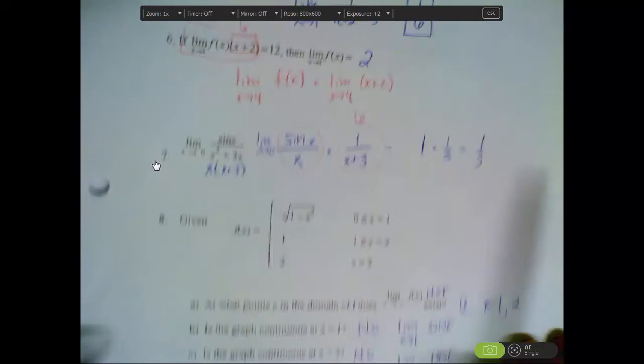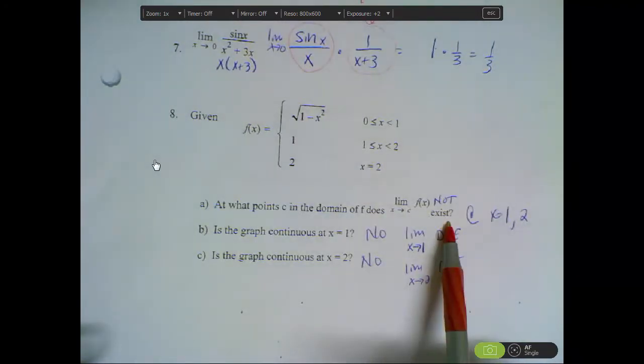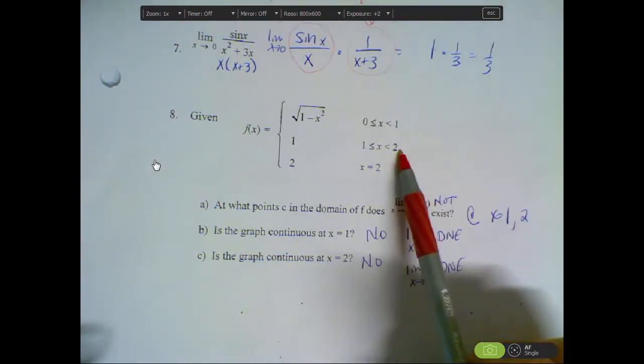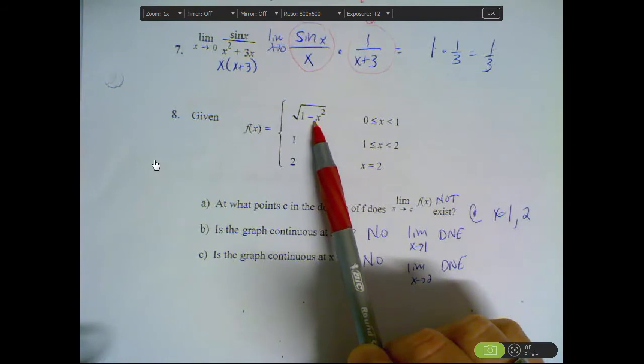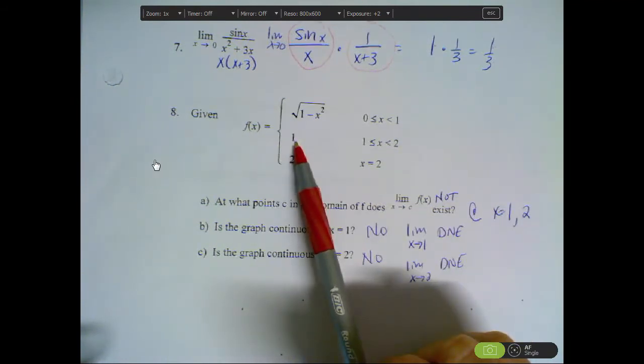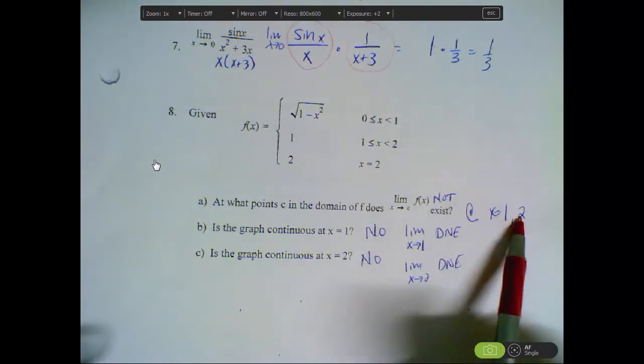Number 8 was a pretty bad question. It should have said, at what points does the limit not exist? And the answer is at both points of discontinuity because the limit from the left here, when you plug in 1, is 0, but the limit from the right is 1. So since the left and the right are not the same, the limit does not exist. Same at x equals 2.